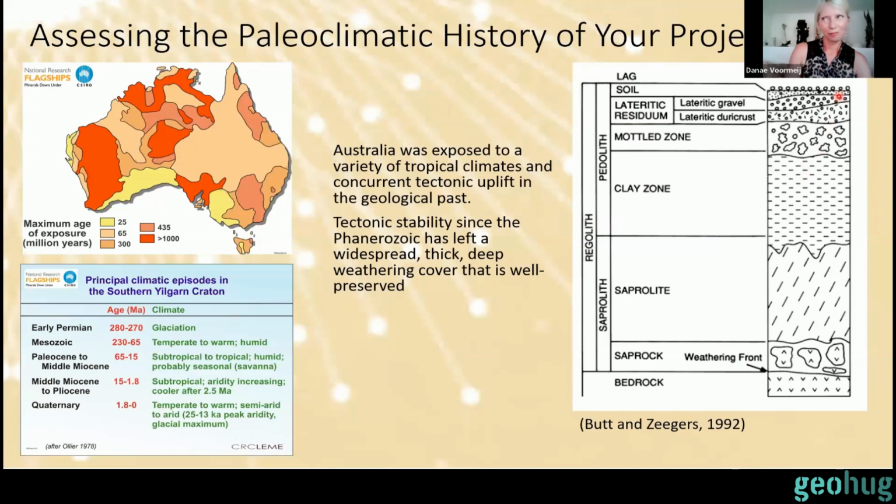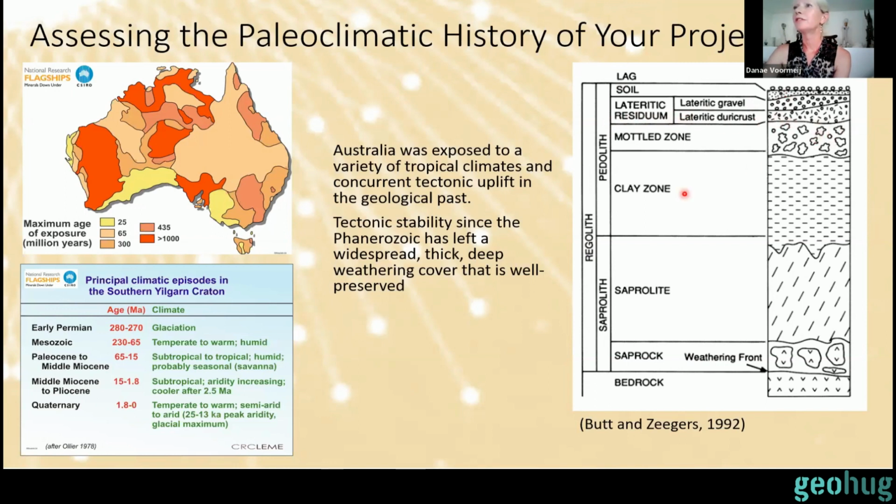Now you are more familiar with the regolith profiles. You can interpret them. So here we have the lag. Those are those pisoliths on surface. There's your soil, which is rarely described in detail, but that's your A soil. There's your laterite, which is your B soil, and the mottled zone. So we know now that that's your water table right here, right?